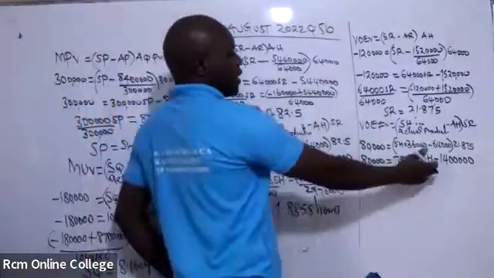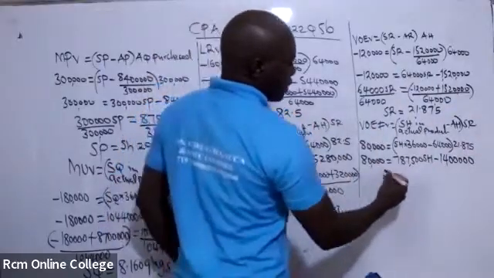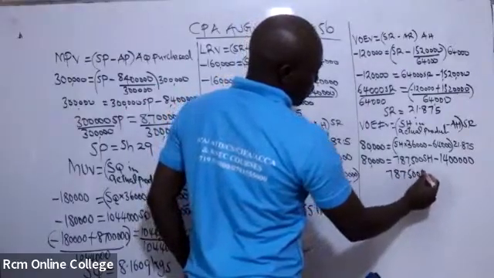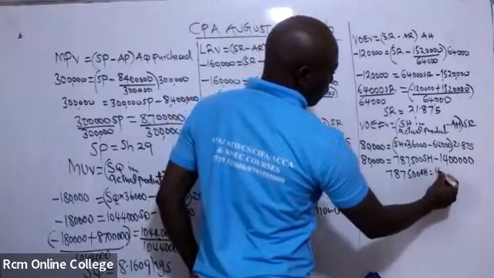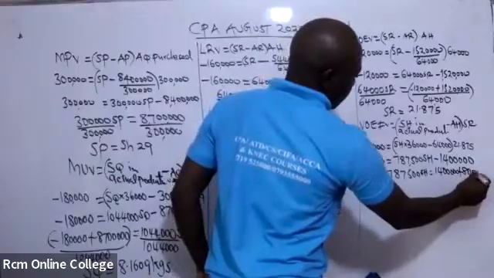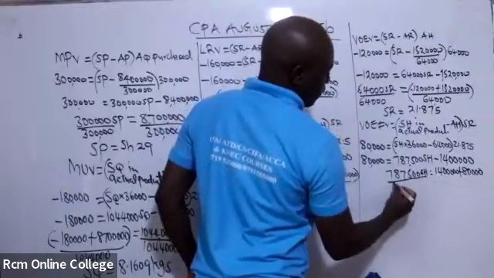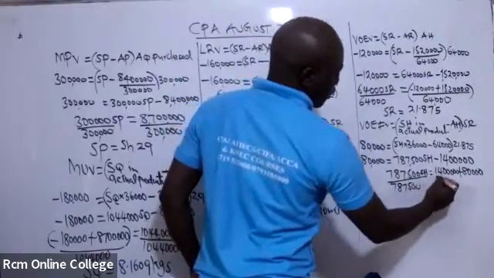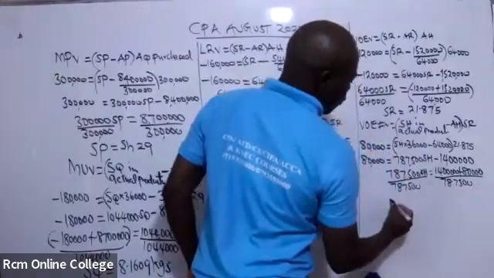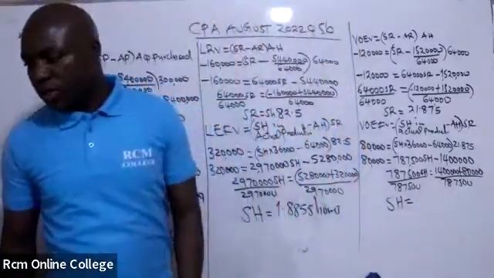This one here is a negative. If it crosses the equal sign, it becomes a positive. So let's have 78,750 standard hours is equal to a positive 1,400,000 plus 80,000. So we divide both sides by the 78,750. What is our standard hours?